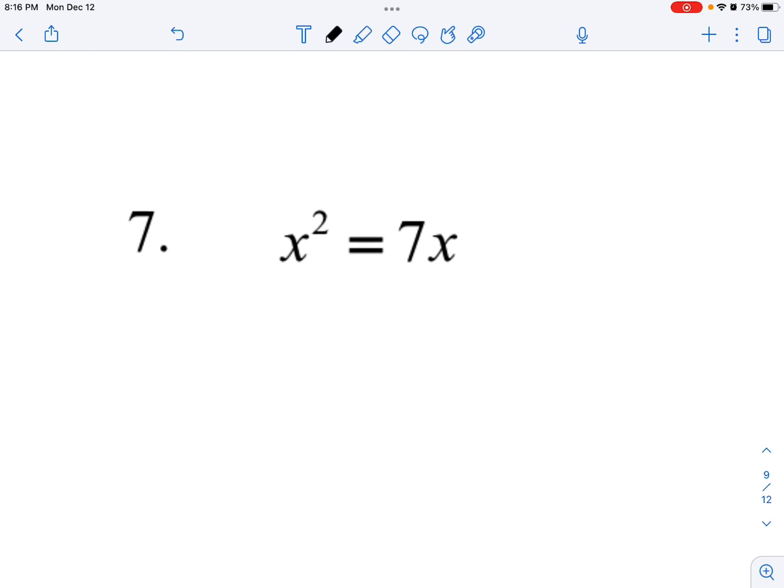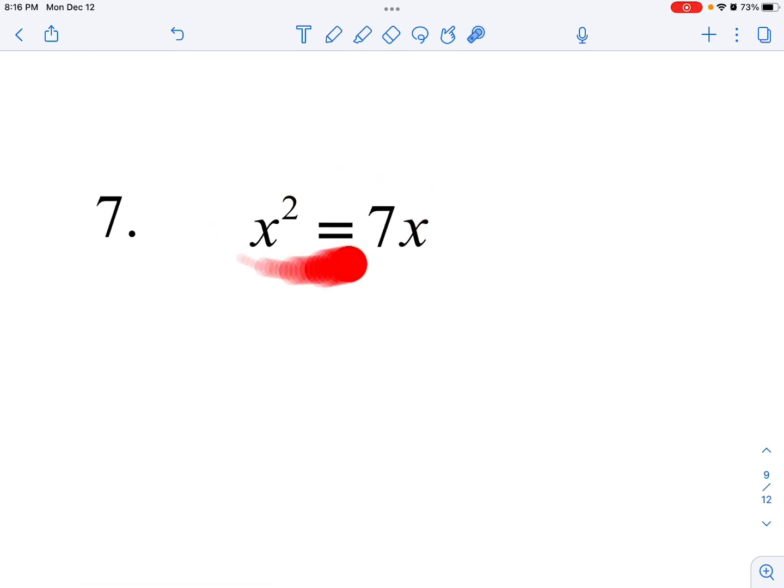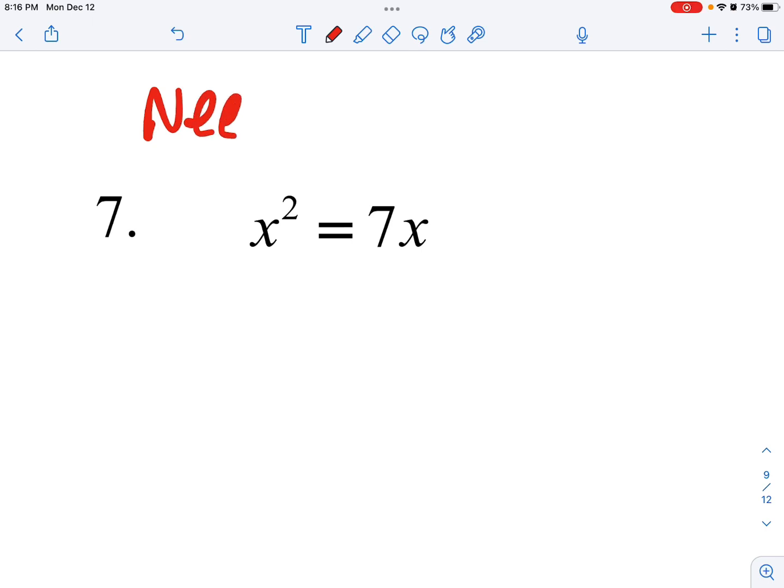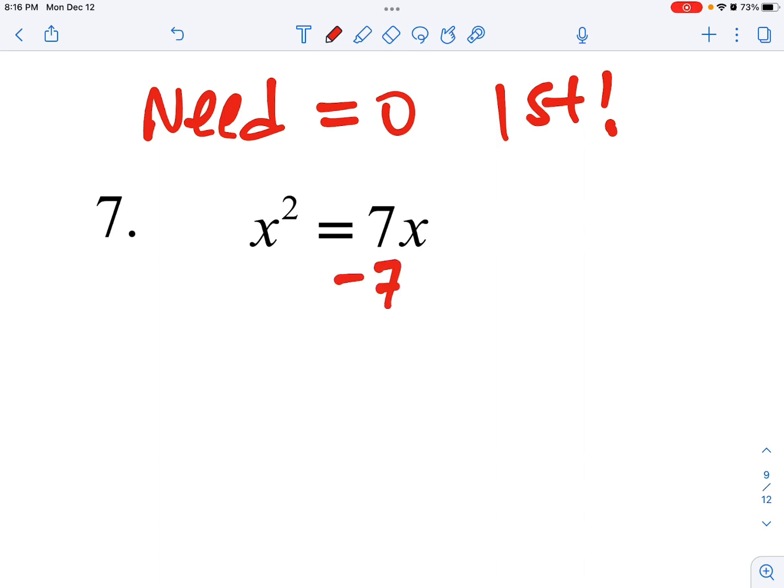Okay, what about this one? I don't have a 0. What you need to do for all of these is we need equals 0 first. That's always the first step that I'm doing. So I guess for this one, maybe I'll minus the 7x over.